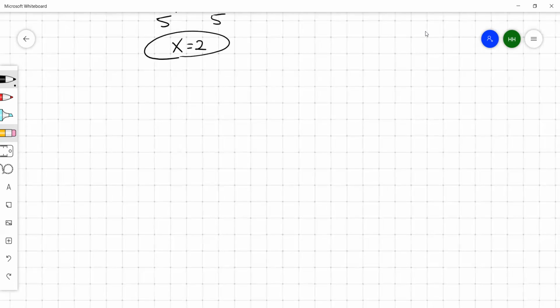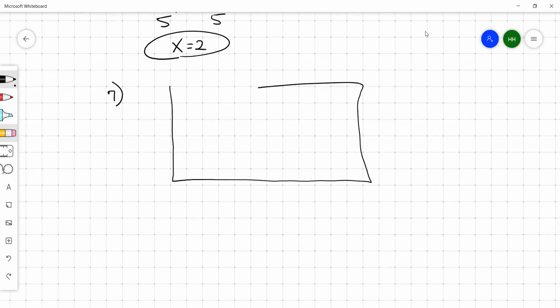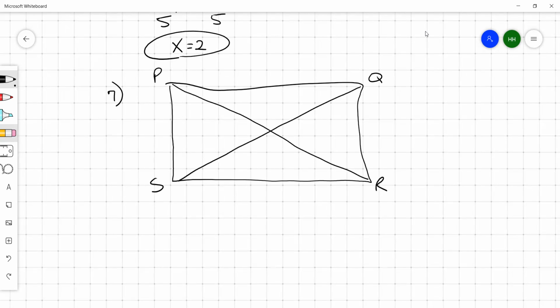And number 7. PQRS. You've got this. P to R is 11X minus 30. Q to S equals X plus 470. Find the value. It's just like the problem you did above. It's just like number 5, right?